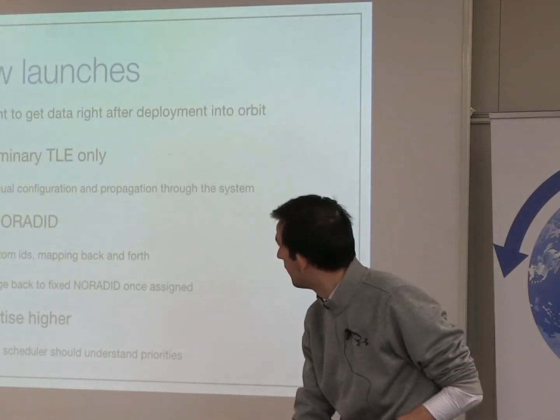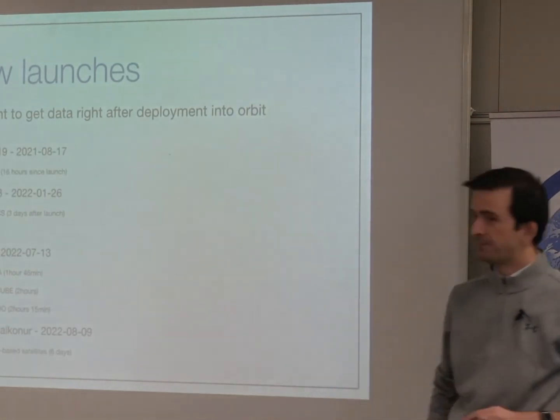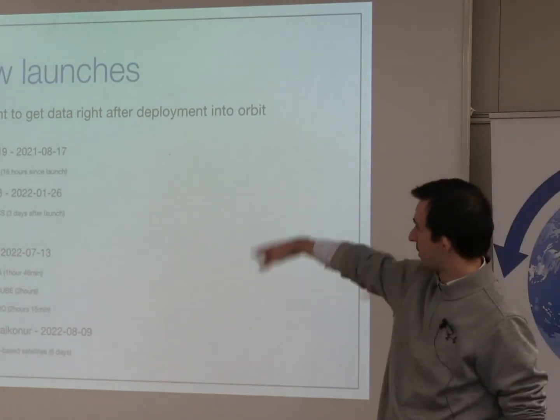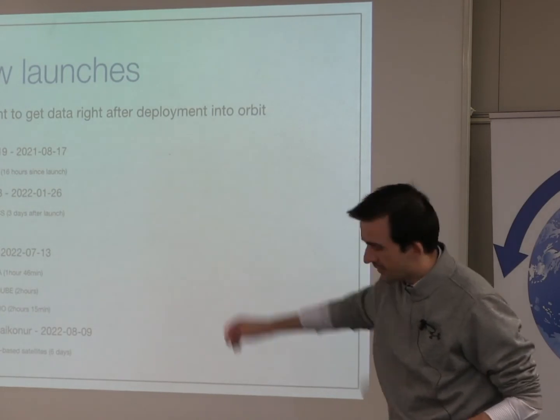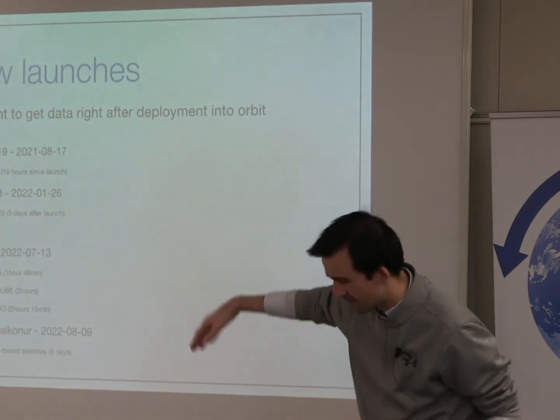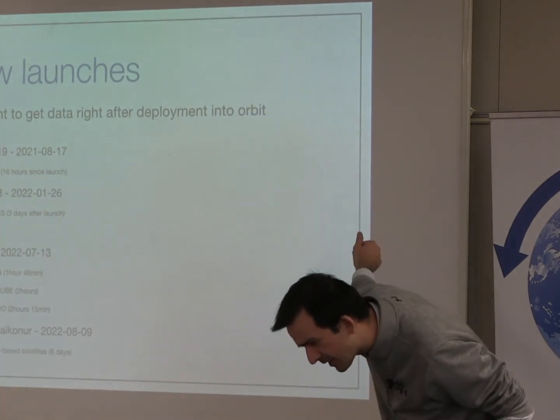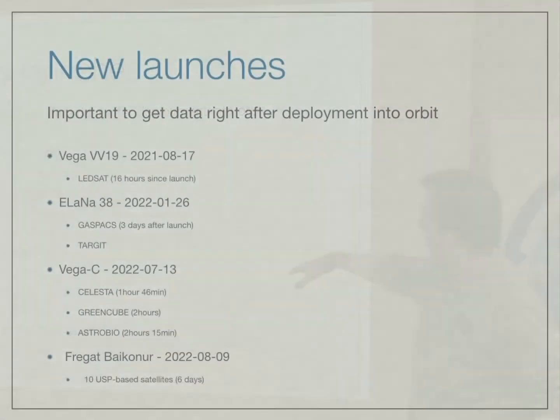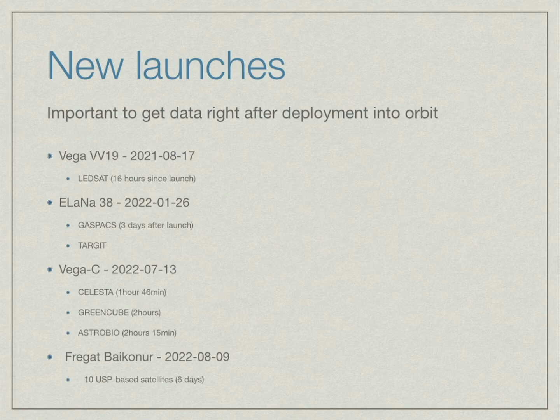And yeah, I had several success stories. It's hard to see here, but there's a Vega launch, Elana launch, Vega C launch, Fregat Baikonur launch. All these launches had some satellites which I tracked hours after the deployment. Well, not I, but the whole network, because my stations are just very isolated. And we were getting some fresh, real data. That's what's important.